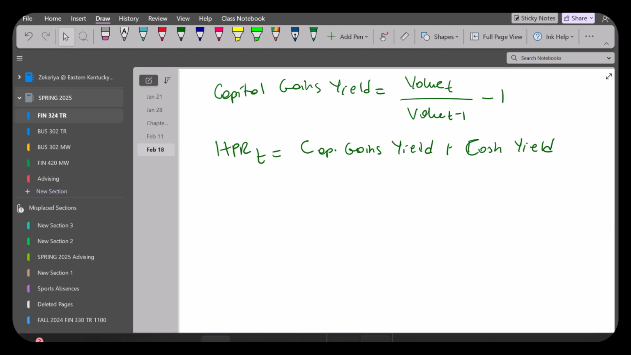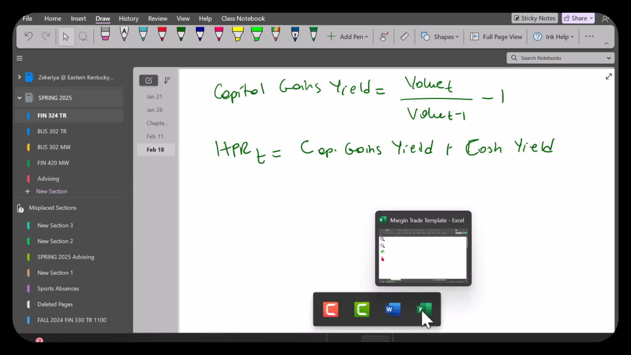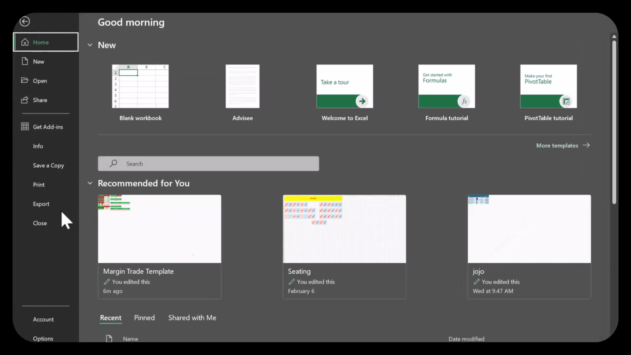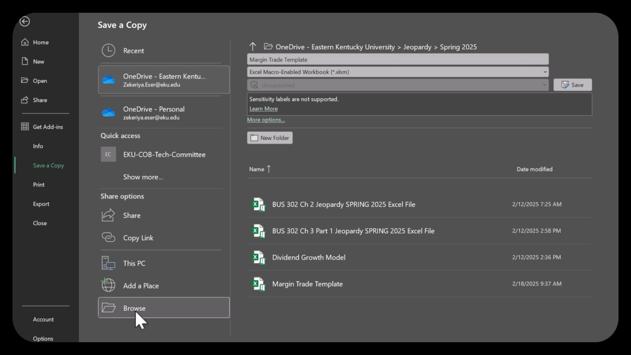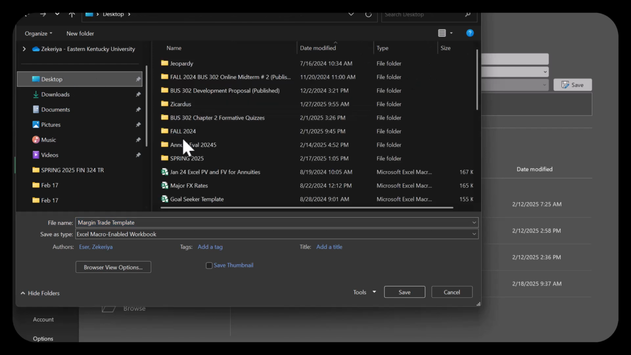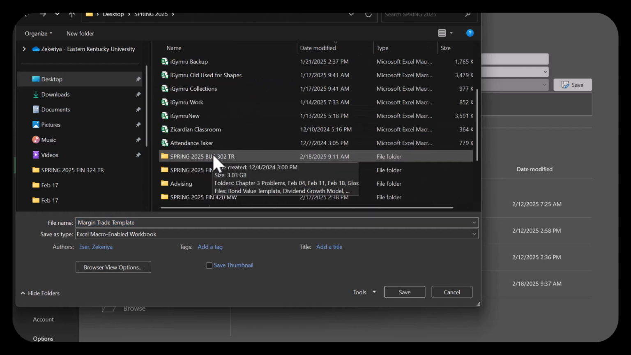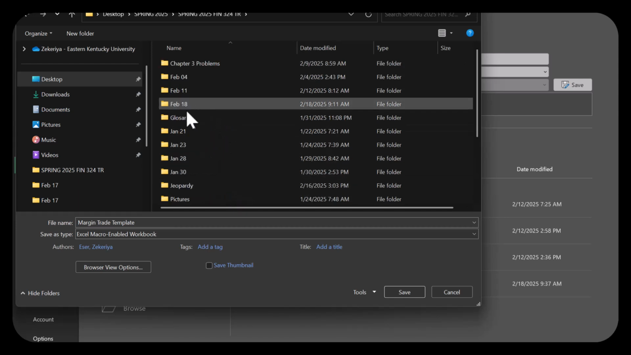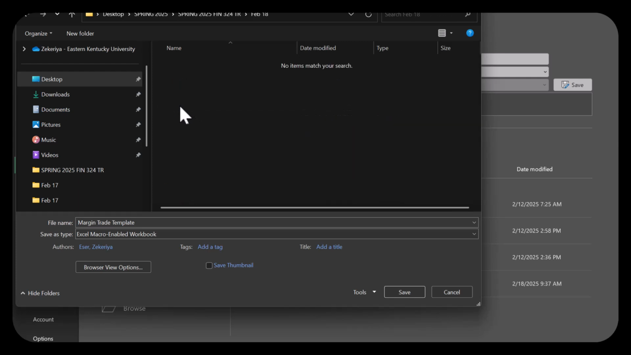I know this is trivial, but since I'm going to write some macros on this thing, let me save this with a different name. No, I don't want to put it in my OneDrive. It keeps wanting to put it into my OneDrive. Let's call this return calculations.